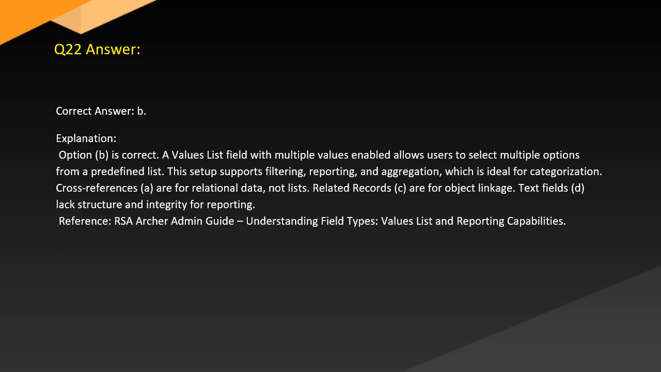Answer. Correct answer: B. Explanation. Option B is correct. A values list field with multiple values enabled allows users to select multiple options from a predefined list. This setup supports filtering, reporting, and aggregation, which is ideal for categorization. Cross-references (A) are for relational data, not lists. Related records (C) are for object linkage. Text fields (D) lack structure and integrity for reporting. Reference: RSA Archer Admin Guide, understanding field types, values list, and reporting capabilities.